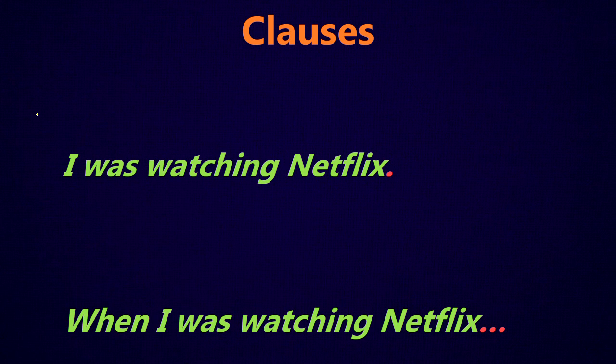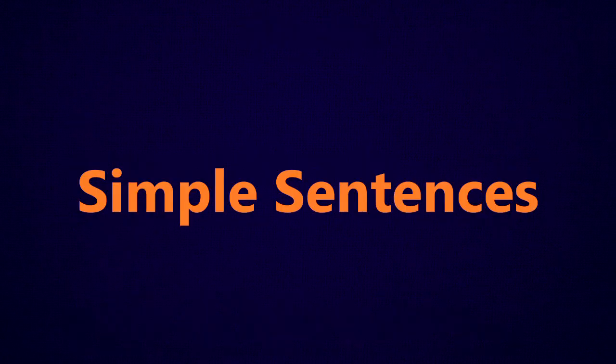So this first one here, I was watching Netflix, that one is independent. It can be by itself in the sentence. The second one, when I was watching Netflix, is dependent. It means it depends on something else. It needs more information. Okay, so now we can get back to our simple, compound, and complex sentences.